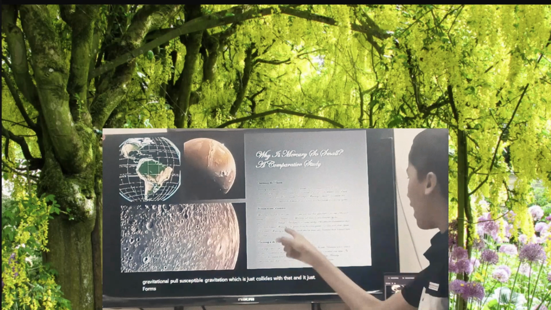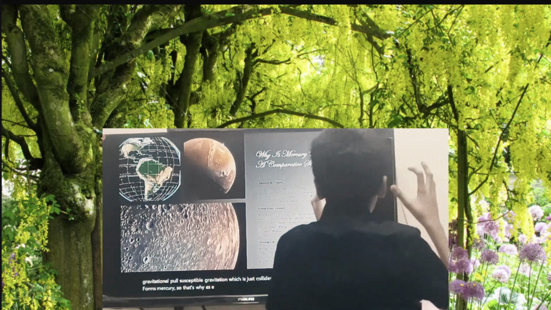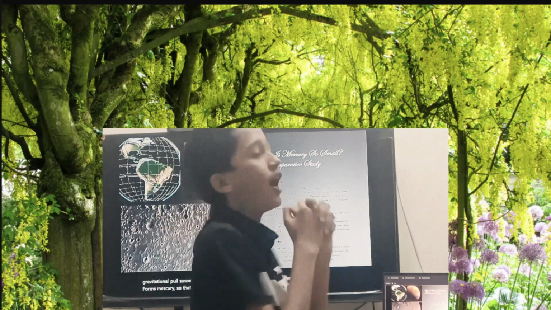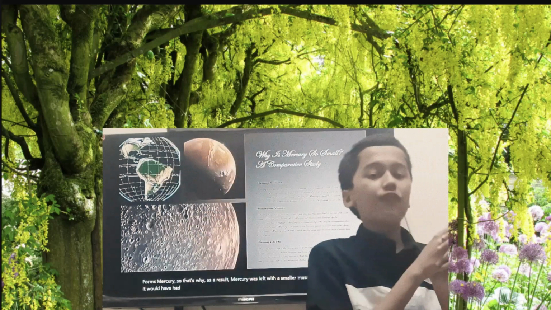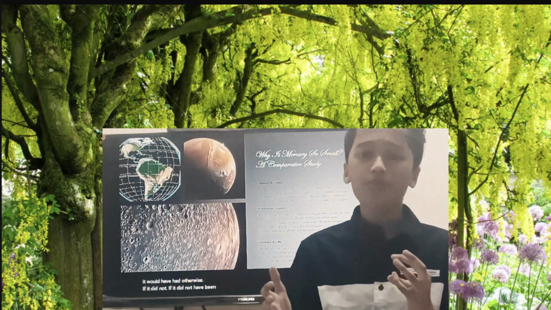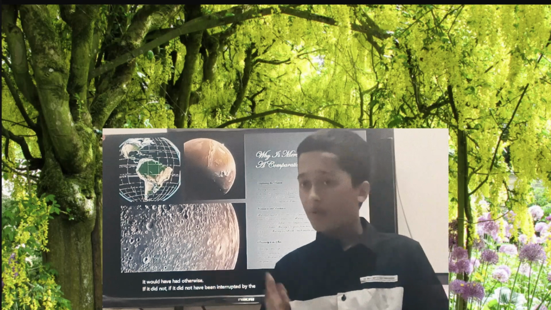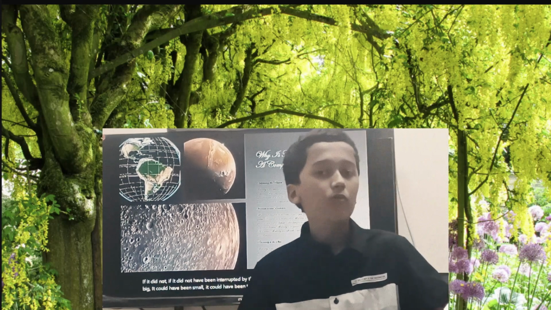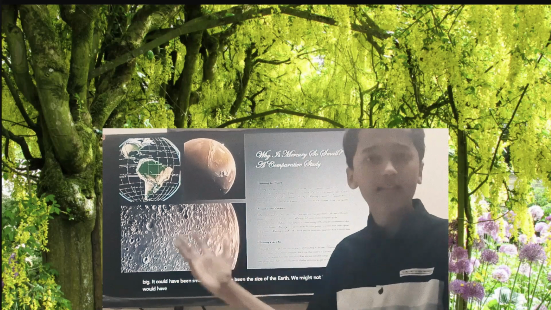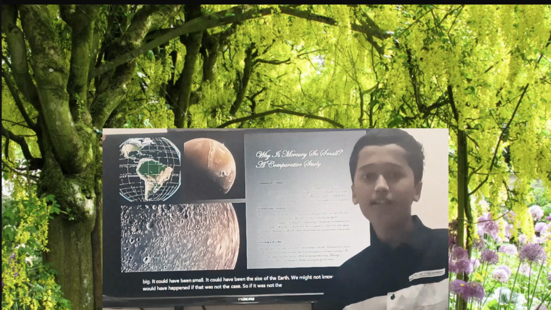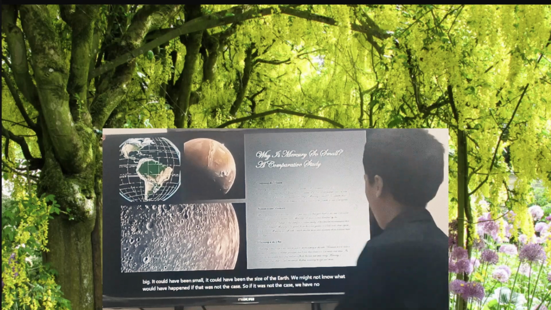So as a result, Mercury was left with a smaller mass and diameter than it would have had otherwise. If it had not been interrupted by the gravitational pull, it could have been big, it could have been small, it could have been the size of the Earth. We might not know what would have happened if that was not the case. We have no idea. We'll have to study that too.